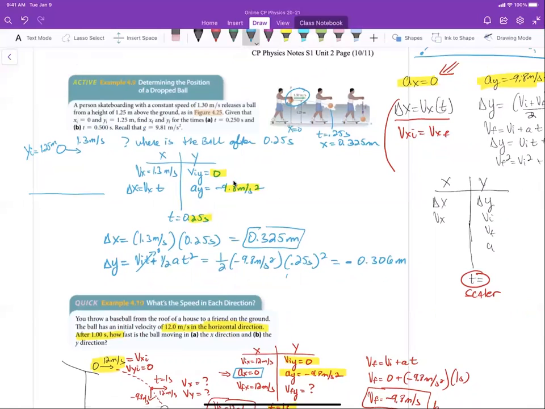Okay, that tells you how much it changed, how much it fell. Well, where did it start? It started at 1.25 meters. So I've got to subtract how far it dropped, and that will give me that it will be located at 0.944 meters off the ground. So y equals 0.94 meters.